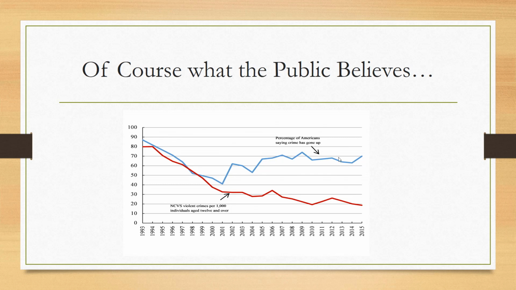But here's the percentage of Americans who believe crime is going up. We understood back in the early 90s that crime was going down, but right around 1999, about the year 2000, there begins to develop this gap between public perception and what's true.